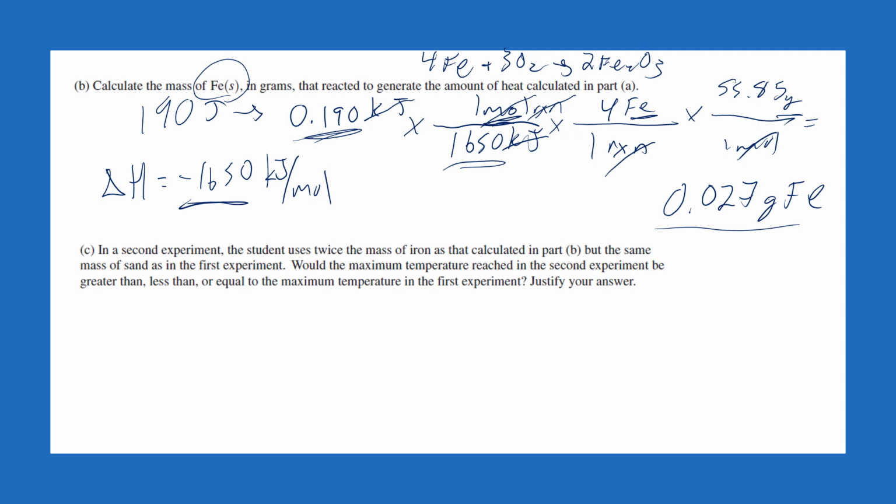The student uses twice the mass of iron that was calculated in part B, but the same mass of sand as in the first experiment. Would the maximum temperature reached in the second experiment be greater than, less than, or equal to the maximum temperature in the first experiment? Justify your answer. So the sand is really just there to hold the heat, right? There's also a catalyst, but that's where the reaction is happening. The sand itself is staying the same, which is fine. You're using twice as much iron. The iron is what's reacting with the air to form the heat. So the heat that is released is going to be greater.